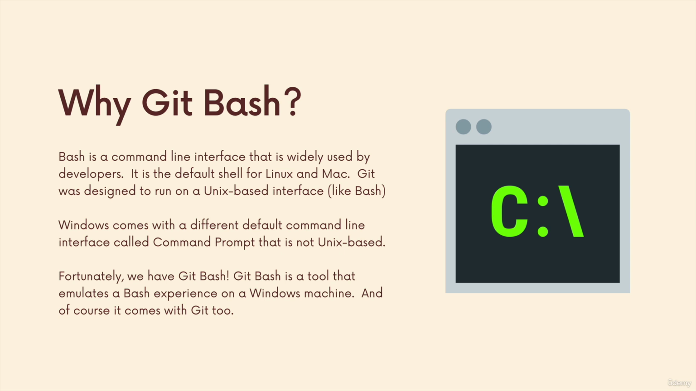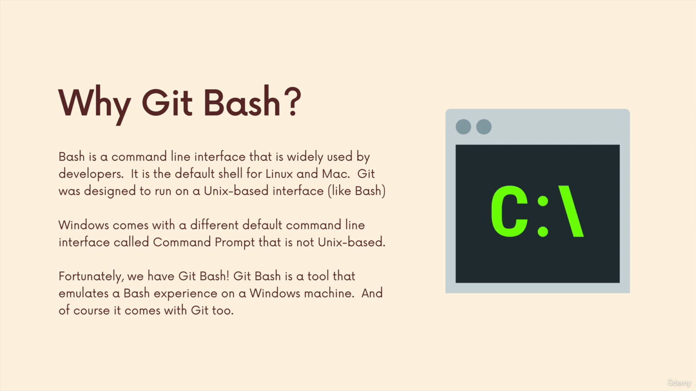If you don't know what Unix is, it's not a big deal. You don't need to know what it is. It just causes an issue here. Git wants to run with a Unix-based interface, and there's this shell called bash that is the default shell for Linux machines and for Macs, so it's a lot easier on those machines.